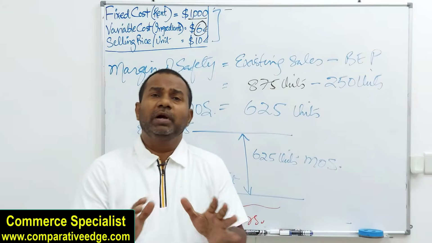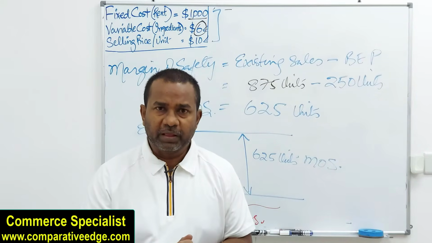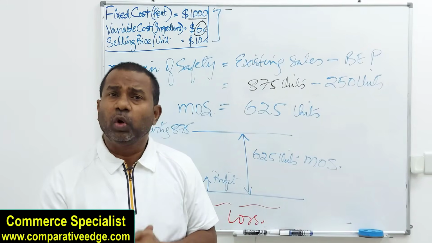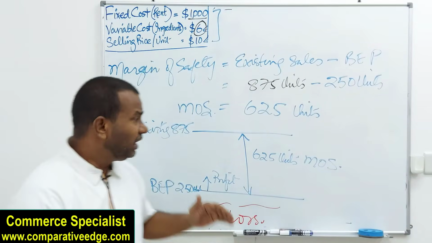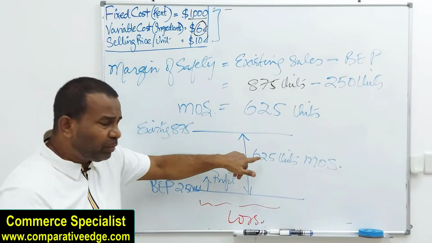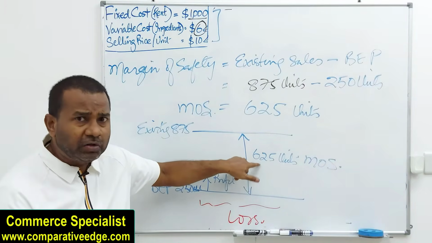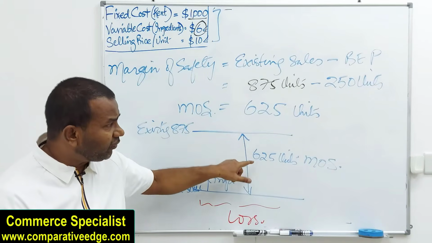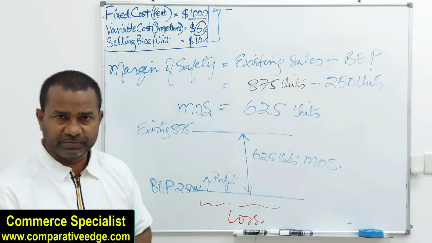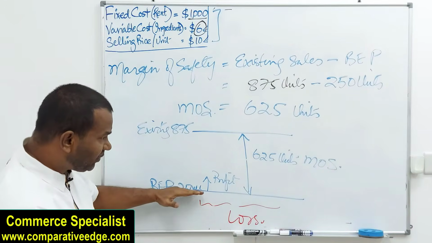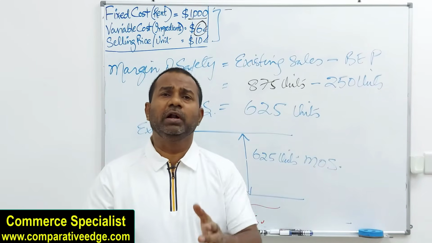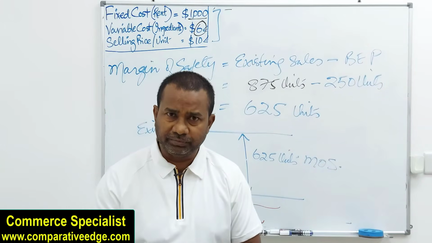By the way, nobody wants their sales to fall. But even if that's the case, what if your sales are falling? The company can afford a fall in sales of a maximum of 625, not below this. Because if sales fall more than 625 units, the company will get into losses. So anything above the break-even point is actually your margin of safety. You are away from the danger zone.